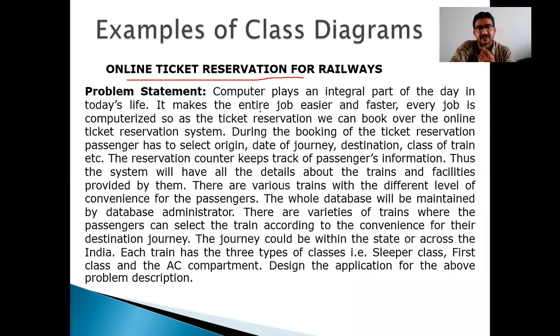Already the screen is showing it. Read carefully how the problem statement is given. Computers play an integral part in today's life. They make every job easier and faster. Every job is computerized, and so is ticket reservation; we can book over the online ticket reservation system. During booking, the passenger has to select origin, date of journey, destination, class of train, and any other information.